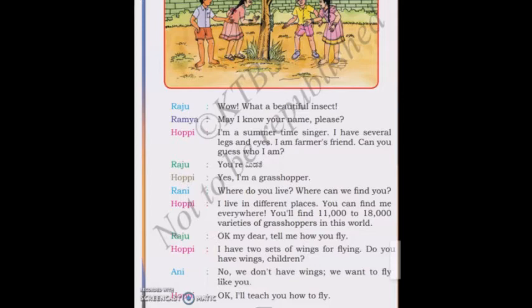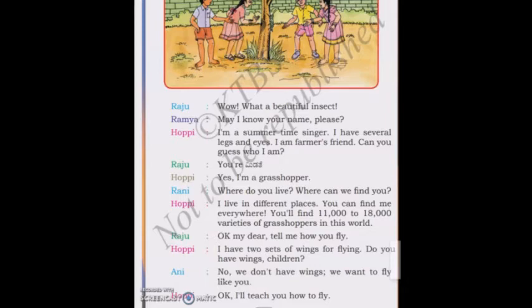Now Raju says, okay, my dear, tell me how you fly. They want to know more about grasshoppers. So Raju asks, you have to tell how you fly. Now Hoppy says, I have 2 sets of wings for flying. Do you have wings, children? 2 sets means 2 pairs of wings. Now grasshopper says that I have 2 pairs of wings or 2 sets of wings for flying. That is how I fly.